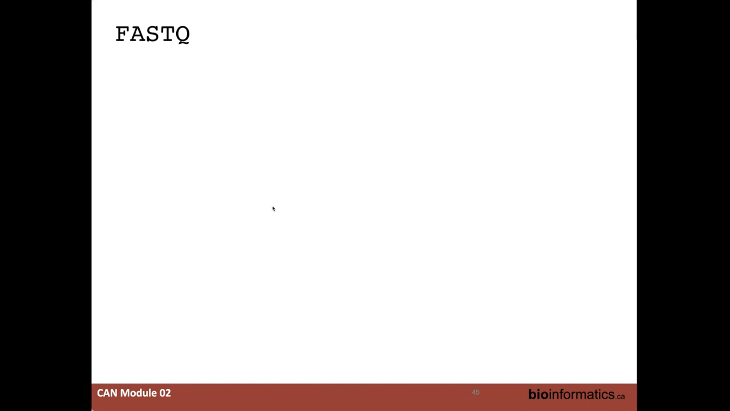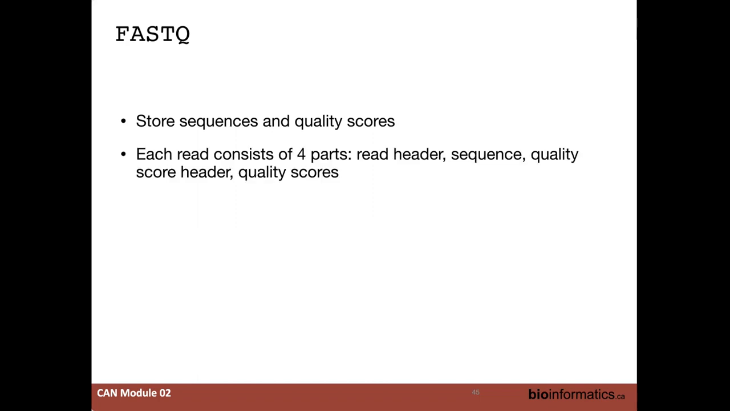Okay, let's go back to looking at that FASTQ. So we store sequences and we store quality scores associated with those sequences. Each read consists of 4 parts: the read header, the sequence, the quality score header, and again, those quality scores. Every read header is always going to start with an at symbol.